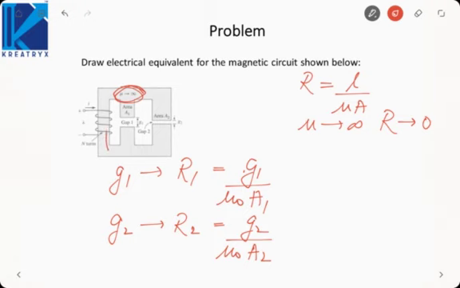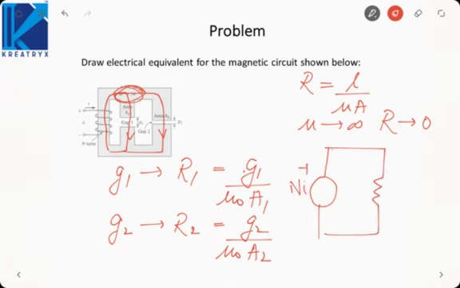Now if you see, the flux being developed here will be going like this, and it will be going like this. So in electrical circuit terms, the flux is being divided into two paths. That means these both are connected in parallel. So how will we draw the electrical equivalent circuit? Ni, then we will take R1, then we will take R2. These two will be connected in parallel because flux is being divided between the two.